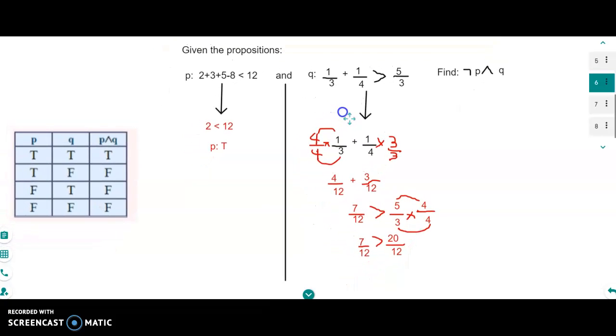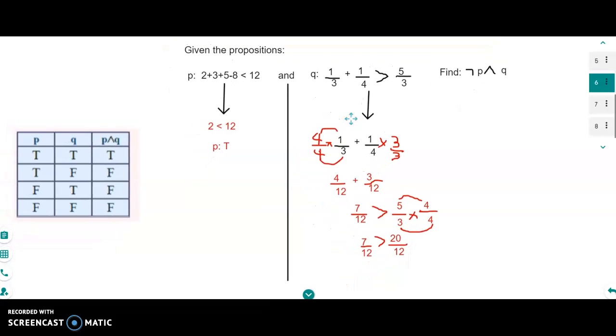Remember, we had the following propositions. Here we have the proposition P, that is this, and the proposition Q, that is this. And we have to find the denial of P and Q, so we have to find the negation of P and Q by using this truth table, the same that I showed you in the last video.